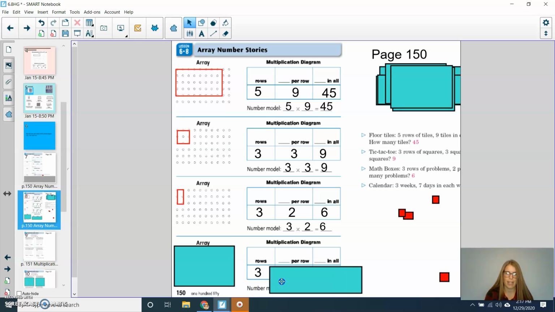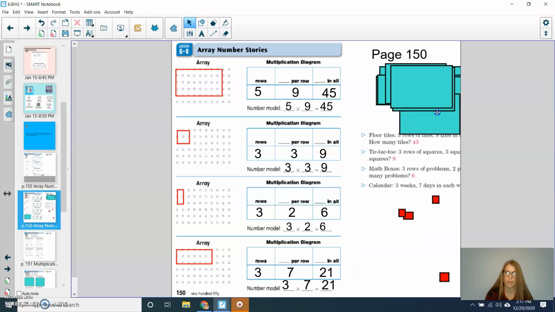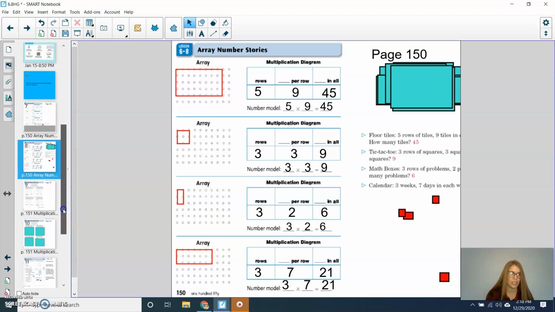So I put in my 3 weeks, my 7 days per week, and my total was 21. And my array looked something like this, where I went down 3 and over 7. We'll work more on array number stories in future lessons, but we have one more page that we'll do together before we go into our math boxes.